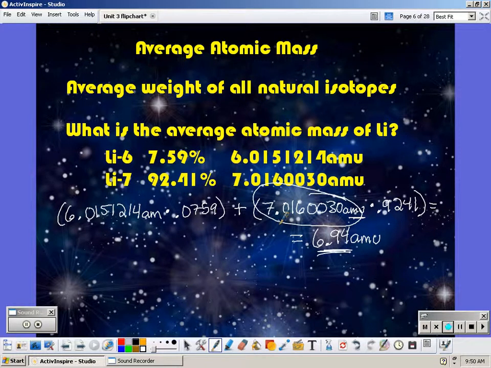One thing to keep in mind is that percentages should always add up to be 100. So if they don't give you any information about lithium-7, you would still be able to know the percentage because you can subtract from 100, and then you can set up your algebra with an X here for the mass and solve for X.